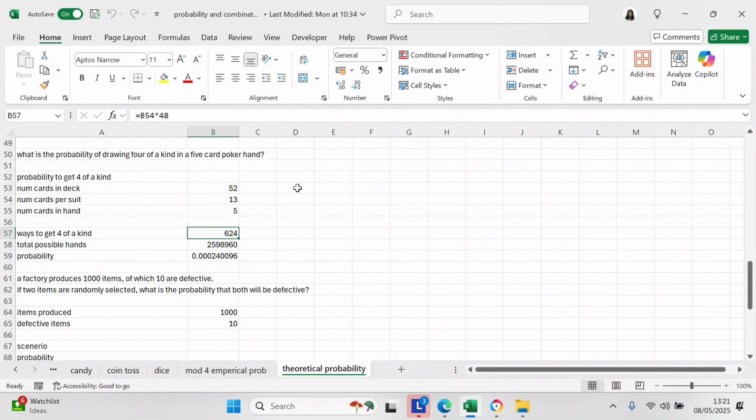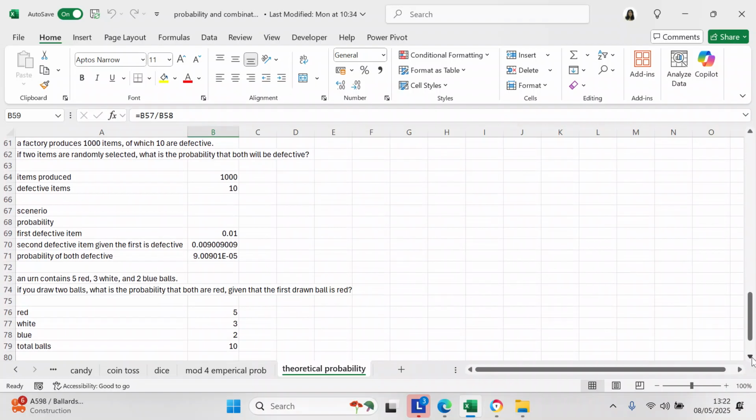And there are 624 ways that you can get a 4 of a kind, because you have 13 times 48. You subtract the 4 from the 52 to give you the 48. And then your total possible hands is combine 52, 5, which is 2,598,960. Then your probability is B57 divided by B58, and it's going to be about 0.24%. So it's a very low percentage, almost 0.